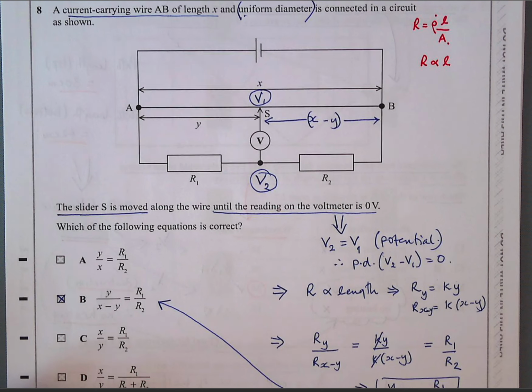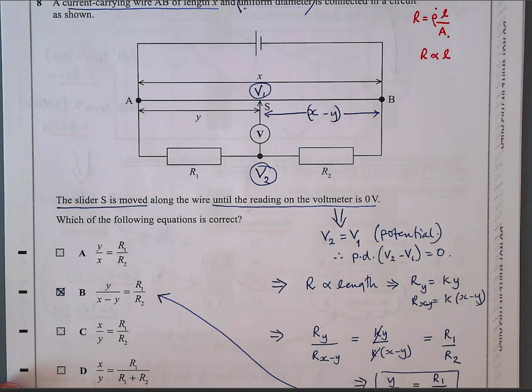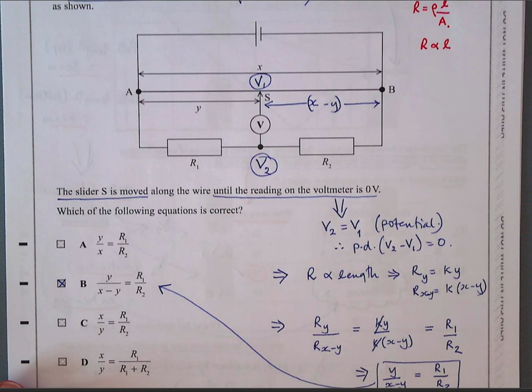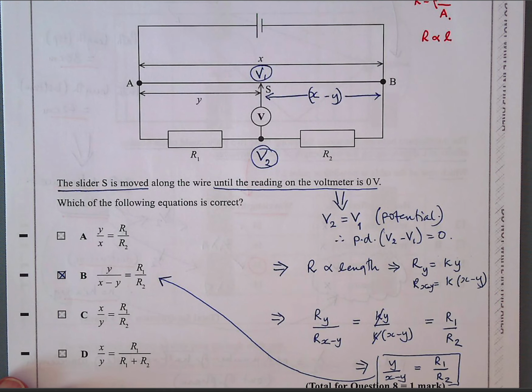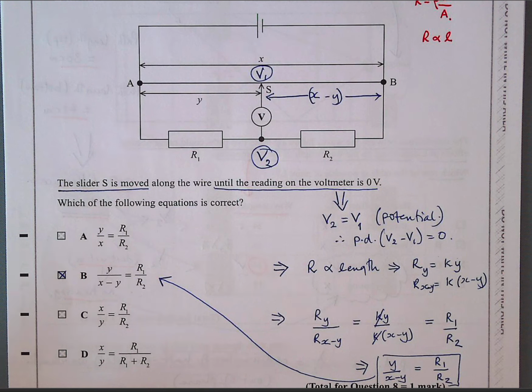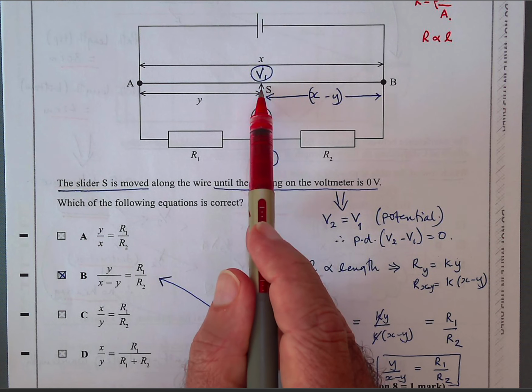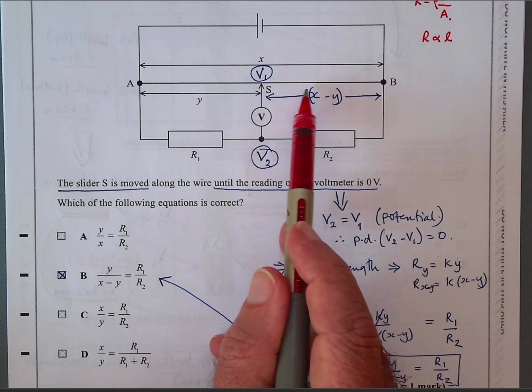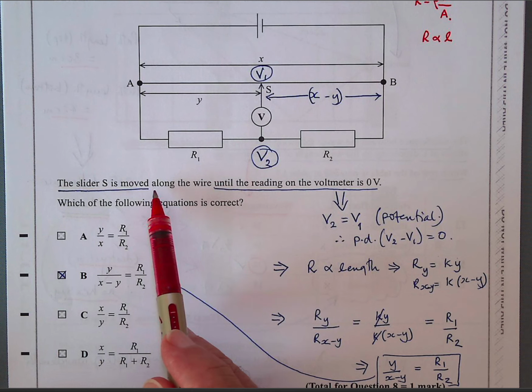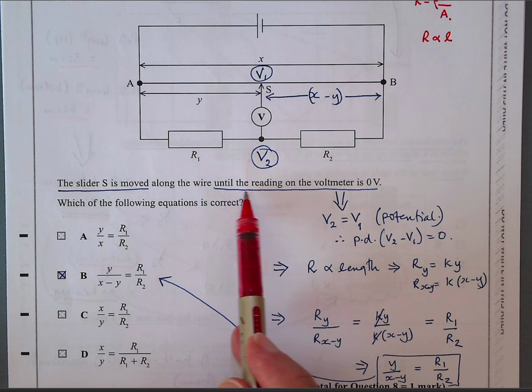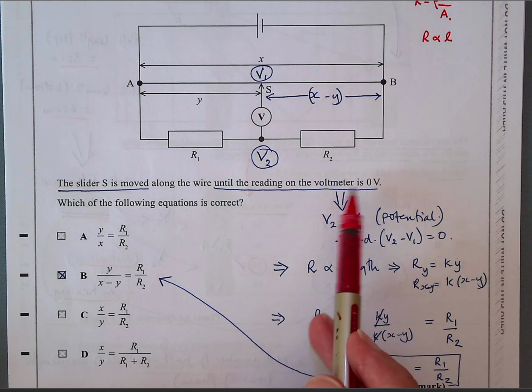Just going to move it slightly up so you can see the 4 choices and my solutions. So we don't need the first sentence. It's just telling us it's a wire of uniform diameter. Now the slider S, this is the slider S. You can move this slider along the wire until the reading on the voltmeter is 0 volts.